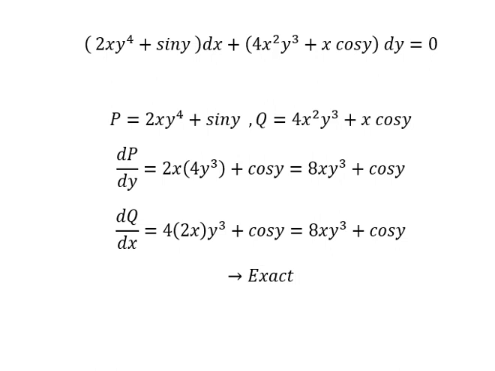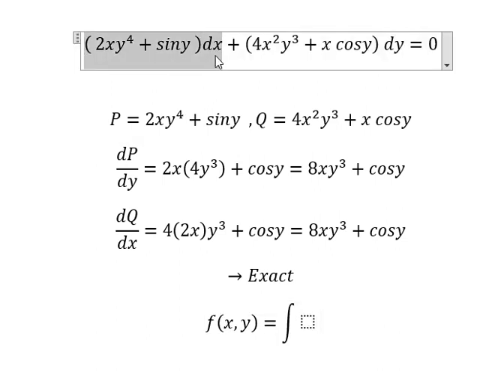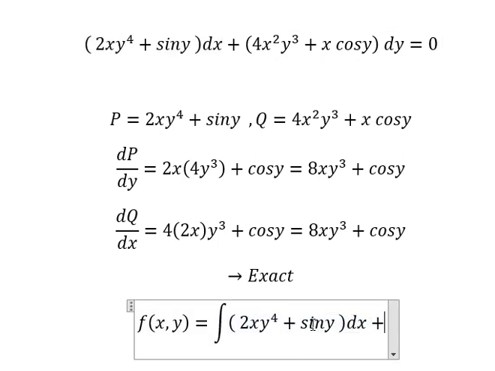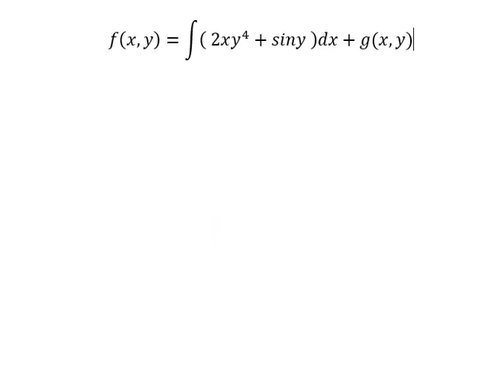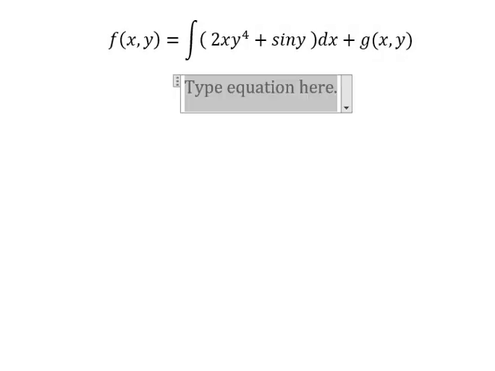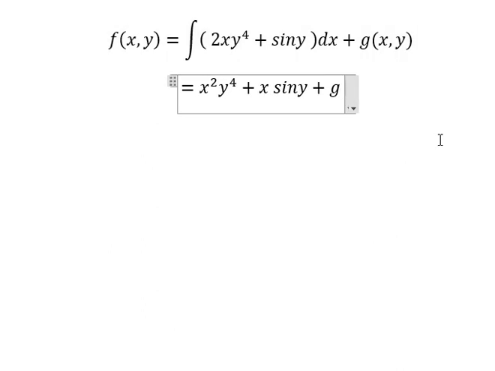Now we need to set up the function f(x,y) equals to the integration. So I select this one plus 3xy. So the integration of 2x, we have x squared y to the power of 4. The integration of sine y, we have x. This one we keep the same.